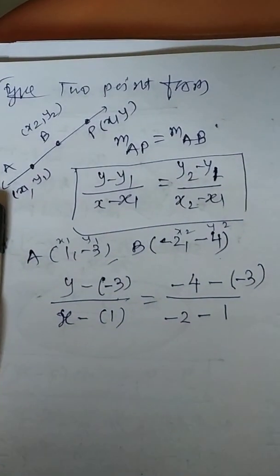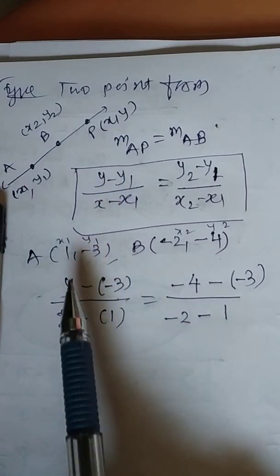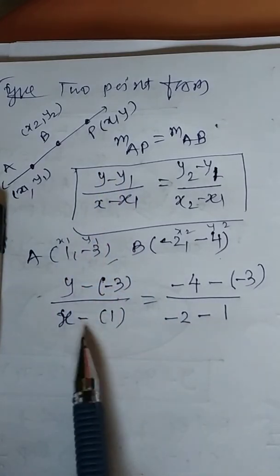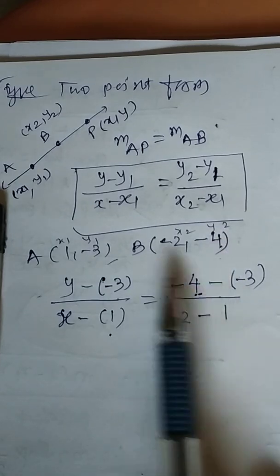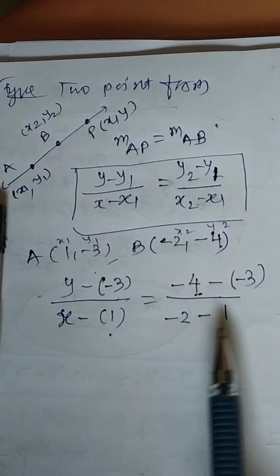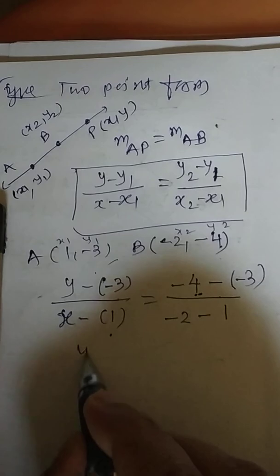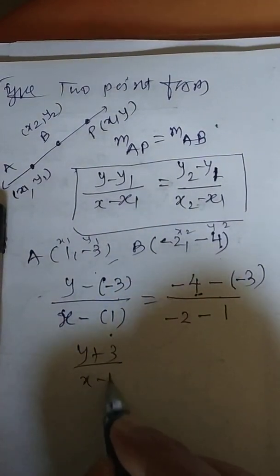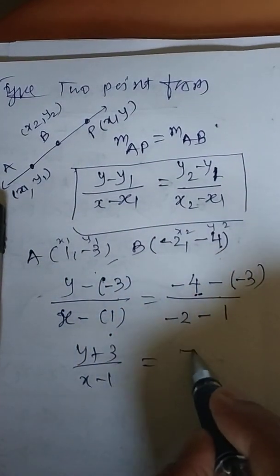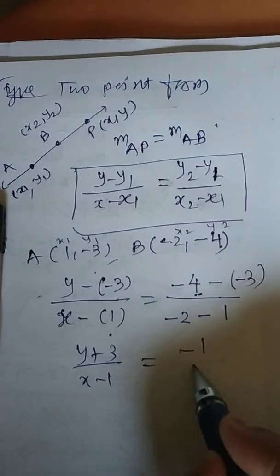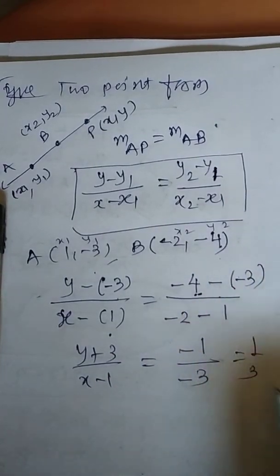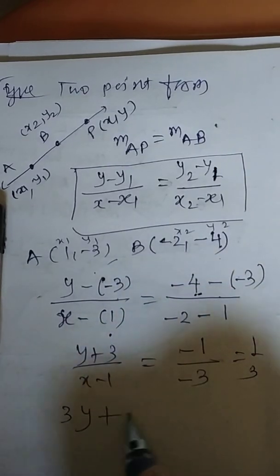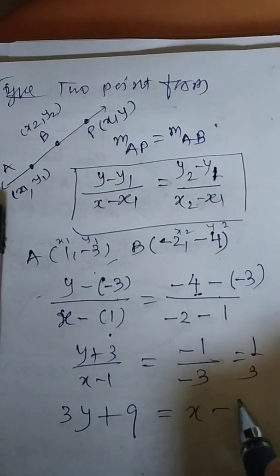Cross check first, then we simplify. y minus y1, y1 is minus 3, x minus 1, okay. y2 is minus 4, minus minus 3, here it is minus 2, minus 1. Simplify, you will get y plus 3 upon x minus 1, this is minus 1, agree? Upon this is nothing but minus 3, so you can write it will be 1 by 3, you multiply, 3y plus 9 will be equal to x minus 1.